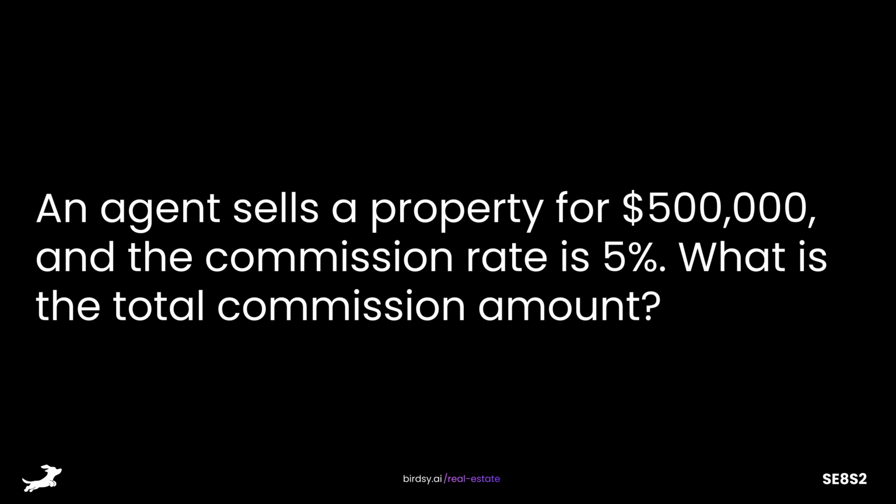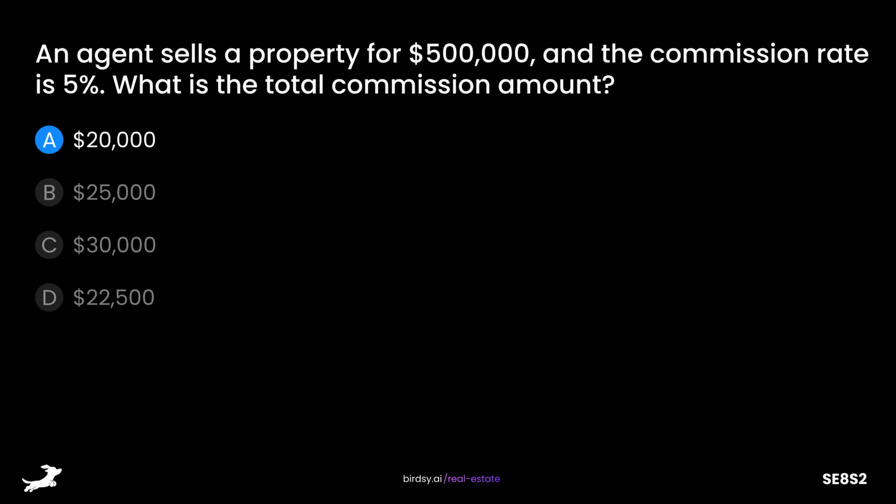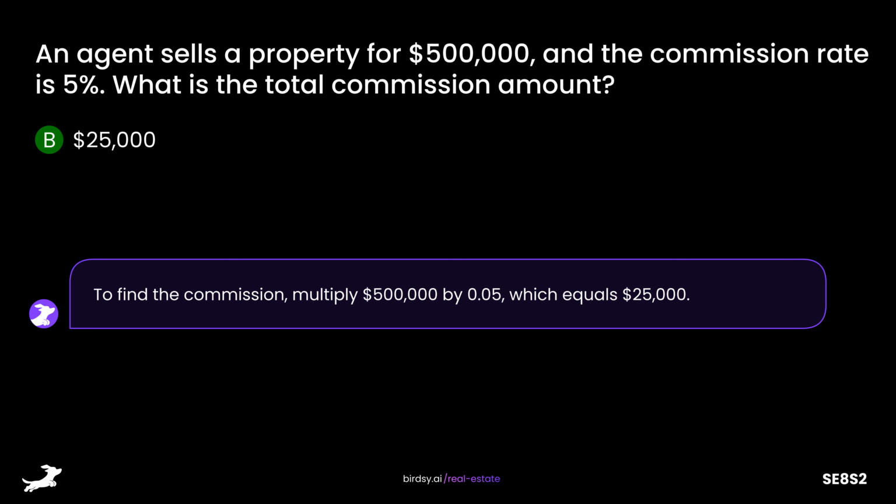What is the total commission amount? Is it A, $20,000, B, $25,000, C, $30,000, or D, $22,500? The answer is B, $25,000. To find the commission, multiply $500,000 by 0.05, which equals $25,000.